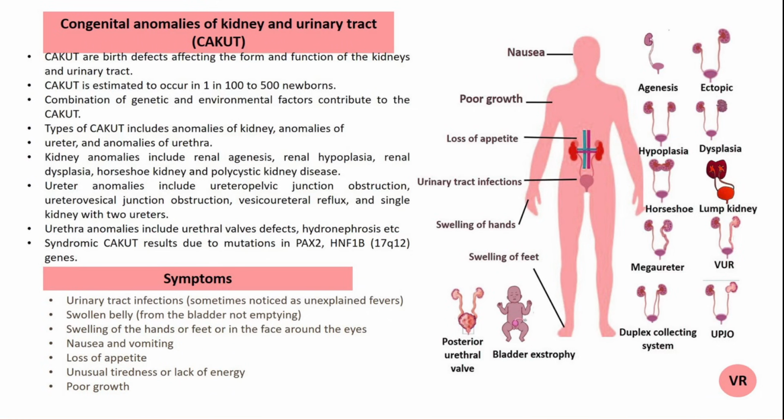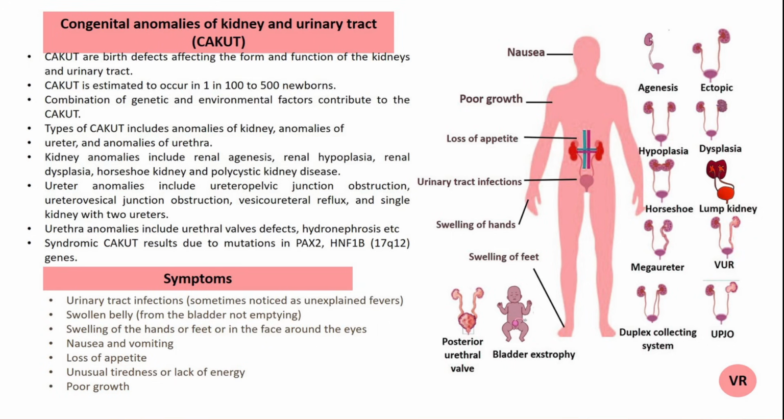In this video, I will discuss congenital anomalies of the kidney and urinary tract. Congenital anomalies of the kidney and urinary tract, that is CAKUT, are a group of structural and functional abnormalities of the kidneys and urinary system that occur during fetal development. They are among the most common birth defects and can range from mild to severe. These anomalies can lead to chronic kidney disease, that is CKD, or end-stage renal disease, that is ESRD, in children.